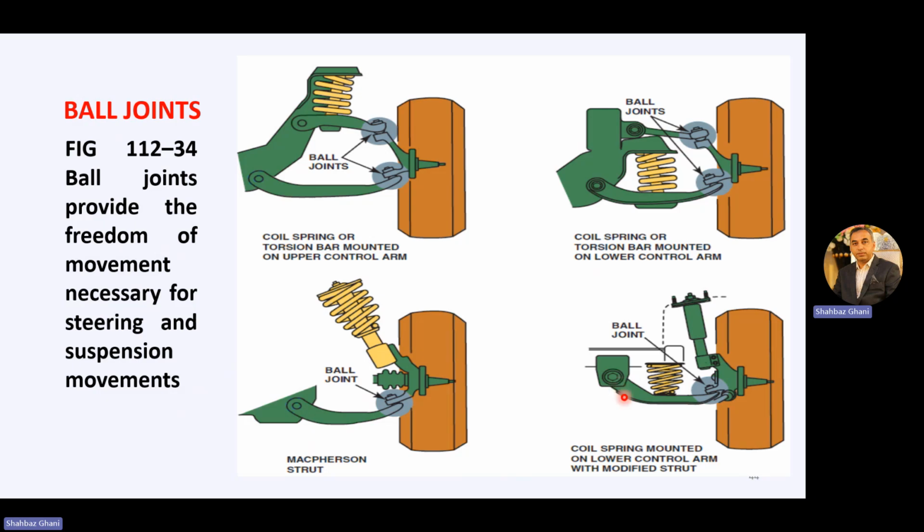In the next case, a coil spring mounted on lower control arm with modified strut. So we have a lower control arm and we have a ball joint here. The coil spring is attached to the lower control arm, then with the shock absorber with the upper part of the steering knuckle. This is another modified form we will study.